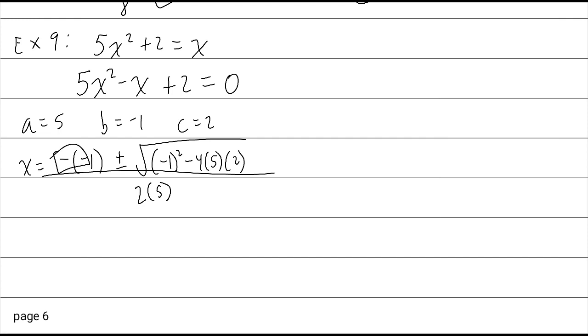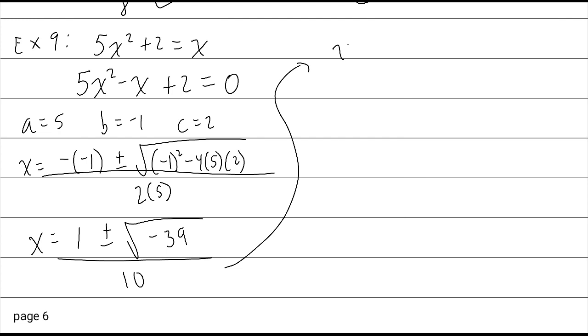Two negatives make it a positive. 1 squared is 1. 4 times 5 is 20. 20 times 2 is 40. Okay, so that's 1 minus 40, which is negative 39, over 10. 2 times 5 is 10. Okay, I need to take care of that negative under the square root. Remember, that just comes out as an i. So it's 1, positive and negative, i times the square root of 39, over 10.